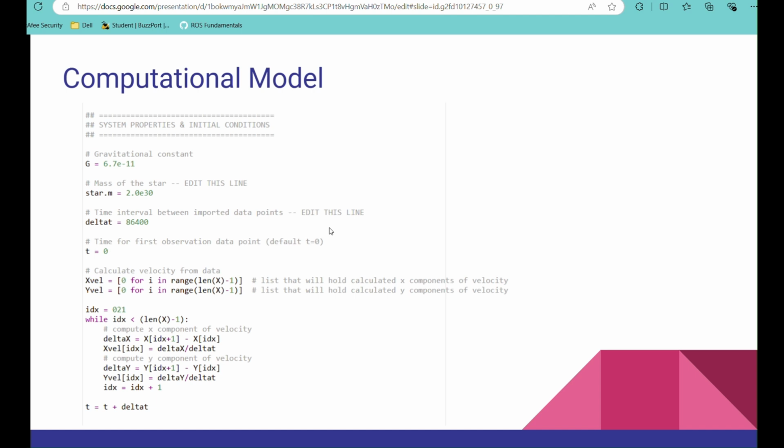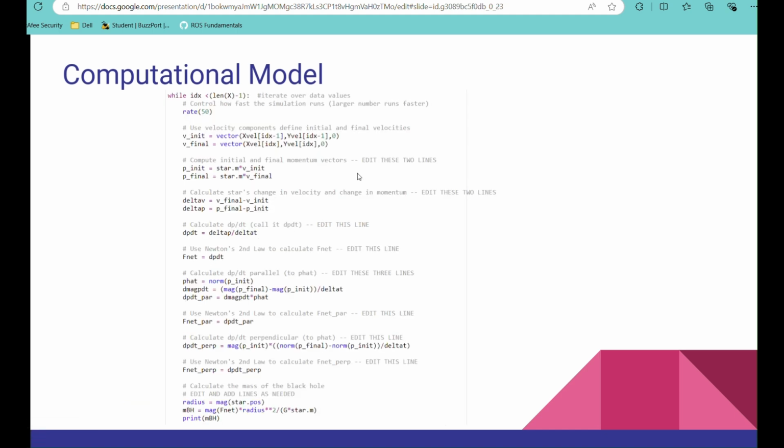Here's our model to calculate how the star would move around the black hole. Our constants are G, the mass of the star, delta t, t, and also our x and y velocities in a list format that we're iterating through. And here's the meat and potatoes of our code. We're finding the initial and final momenta, or p, using mass times the given initial and final velocities. And here's delta p and delta v, which are just final minus initial for momentum and velocity. dp/dt is just delta p divided by delta t, and same thing for F net equals dp/dt, because of Newton's second law of motion.